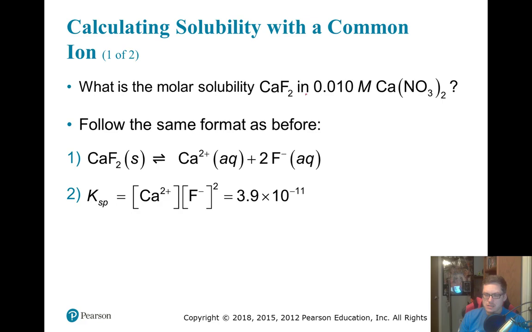So how would we calculate the solubility when there's a common ion? Well, essentially it's the exact same thing. In this example, we're starting with calcium fluoride again, but now it's in a 0.01 molar solution of calcium nitrate. So our common ion is this calcium, and we have to keep track of what it has done to our solution. Our equilibrium expression is the exact same thing: CaF2 forms Ca2+ plus 2F-, and our KSP is still equal to that value there.